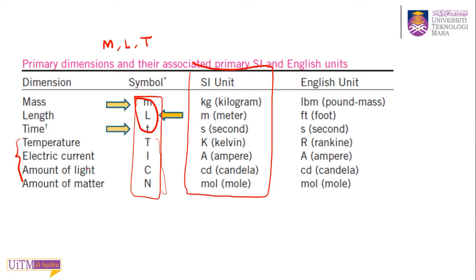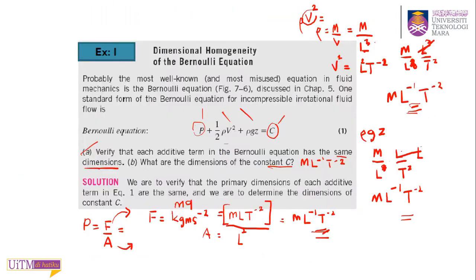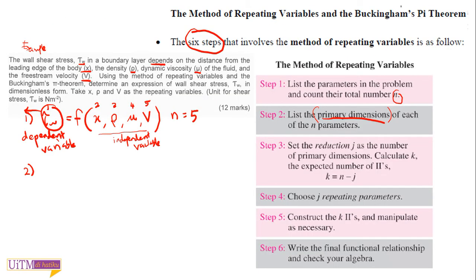So it's rare to find any parameters that involve these four primary dimensions. Normally you will use MLT, the primary dimension. In step 2, they ask you to list down the primary dimension for each of the n parameters. So we have 5 parameters here, and normally we will do a table.